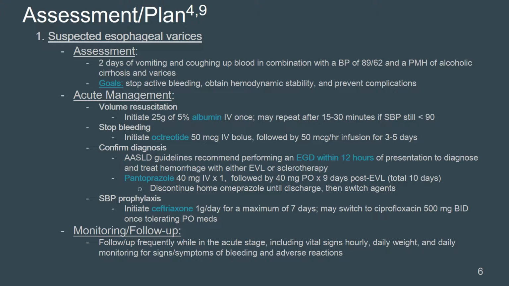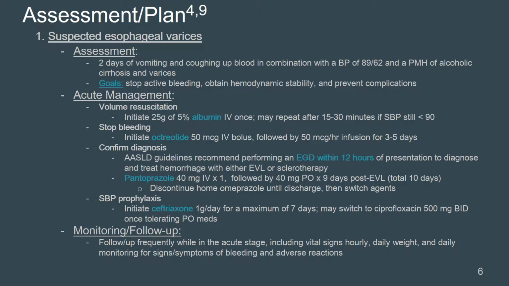Acute management, the first thing we want to do is volume resuscitation so we can get that blood pressure up. Generally, crystalloids are to be avoided because they can worsen portal hypertension and esophageal varices, so we do recommend albumin, and the dosing is there for you. Next, for stopping the bleeding, we recommend initiating octreotide. The dosing is also there for your reference, and some alternatives would be vasopressin with nitroglycerin or terlipressin.